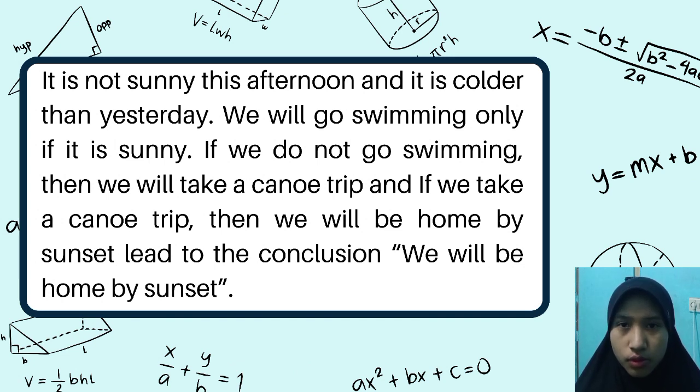So you can see the question that we will discuss. I will read the question. It is not sunny this afternoon and it is colder than yesterday. We will go swimming only if it is sunny. If we do not go swimming, then we will take a canoe trip, and if we take a canoe trip, then we will be home by sunset. The conclusion to be reached is that we will be home by sunset.